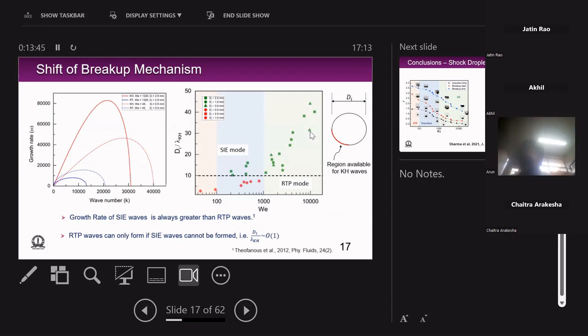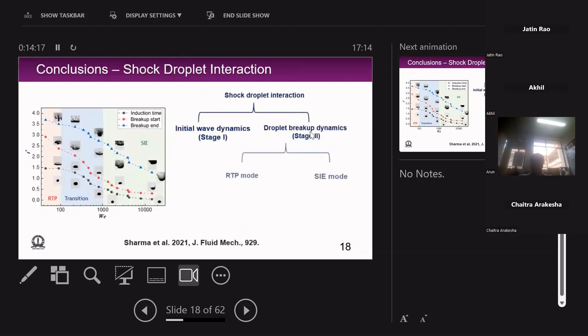But if your droplet size is comparable to the size of the Kelvin-Helmholtz wave, that means the Kelvin-Helmholtz wave cannot fully form because your droplet is smaller than the Kelvin-Helmholtz wave, you will have a situation where the RTP mode is dominant. That is why we get it in smaller droplets and not in the bigger ones. Bigger ones are all dominated by the SIE mode. Okay, so this lays the foundation of what kinds of modes are available. So this can now be put in a nice little map, which shows the breakup time, the induction time, and the breakup end time as a function of Weber number, right?